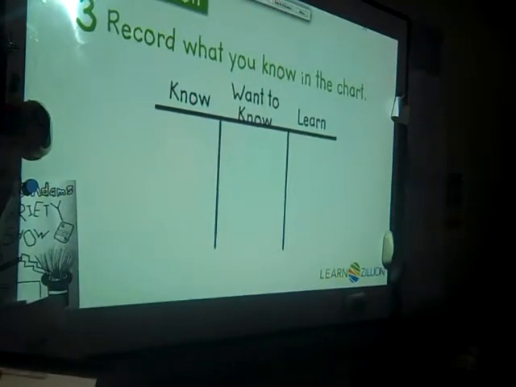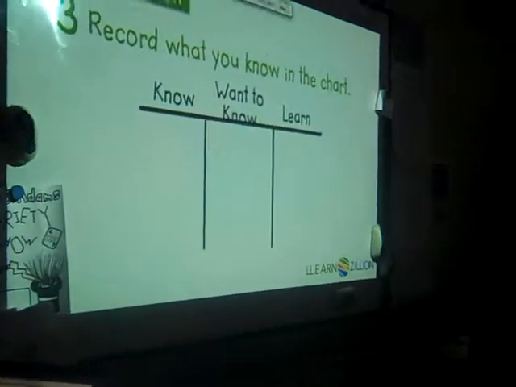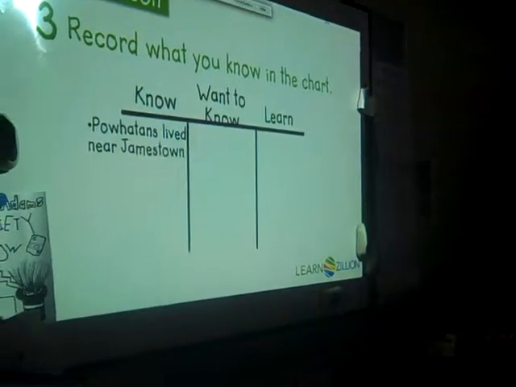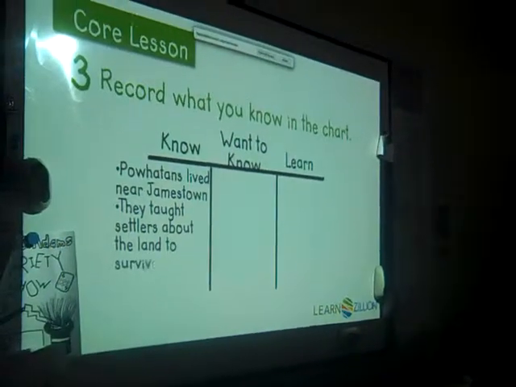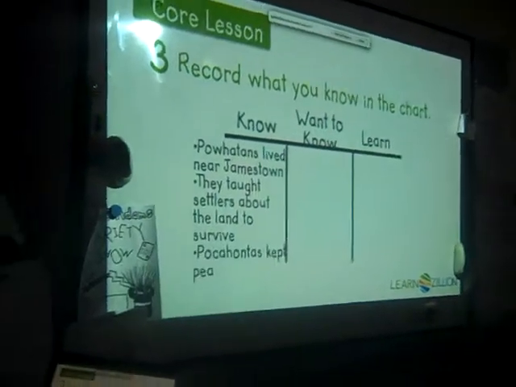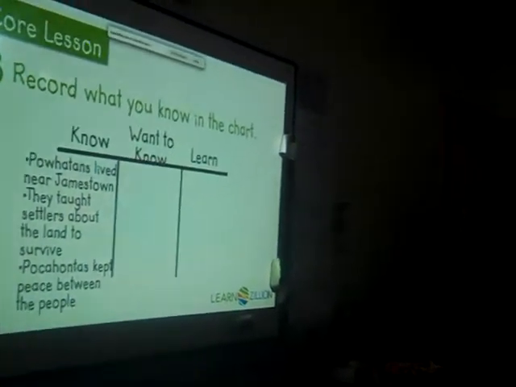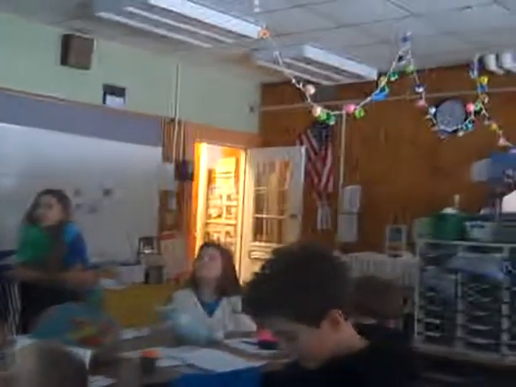Now I'm going to record what I know in the chart. So here's my KWL chart again. And in the Know section, I'm going to write, Powhatans live near Jamestown. Powhatans taught settlers about the land to survive. And Pocahontas kept peace between the people. So in later lessons, I'm going to fill in my W and my L sections when I think about my questions and my answers.